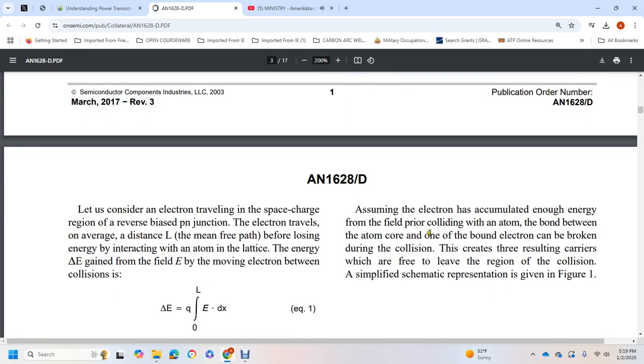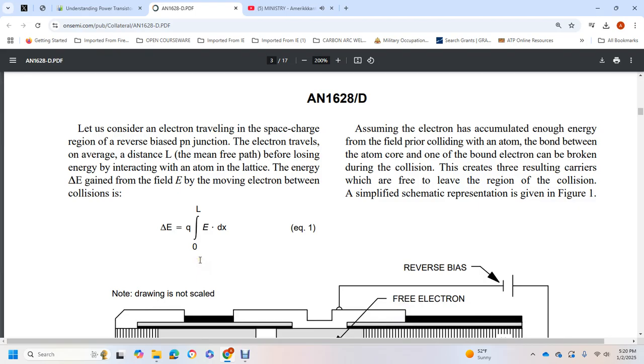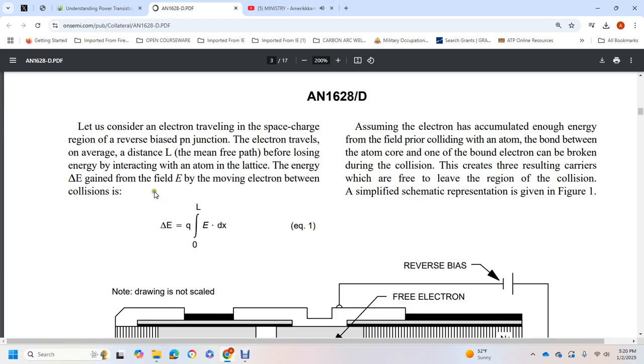Let's also consider an electron traveling in a space charge region, the reverse biased PN junction. The electron travels an average distance L, the mean free path, before losing energy by interacting with an atom of the lattice. The energy gained from the field E by the electron between collisions: the energy gain is equal to the integral of the field times the distance, E dx.